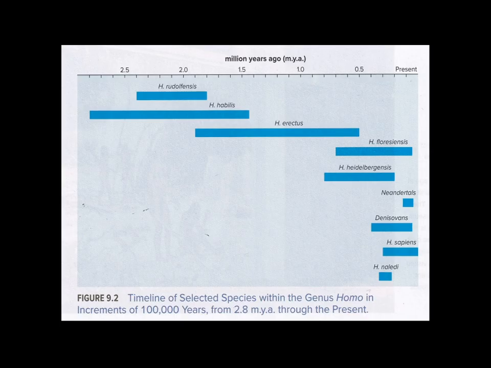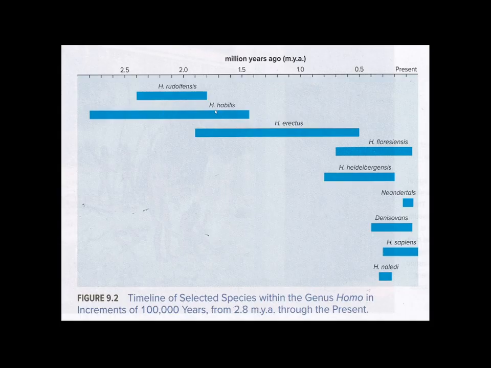All right, this one was taken directly from your textbook. It's got millions of years ago across the top, so 2.5 is 2.5 million years ago. 0.5 million years ago is 500,000 years ago, and presence is all the way to the right. You'll notice that Homo sapiens, again, is down in the same location it was in the other chart. It's relatively short compared to the other ones.